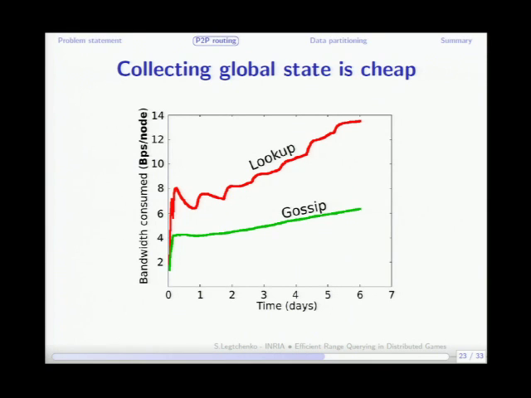And the main information of this plot is that the consumption is of only a few bytes per second per node, which is really low and may be considered negligible even for peer-to-peer systems with low bandwidth.